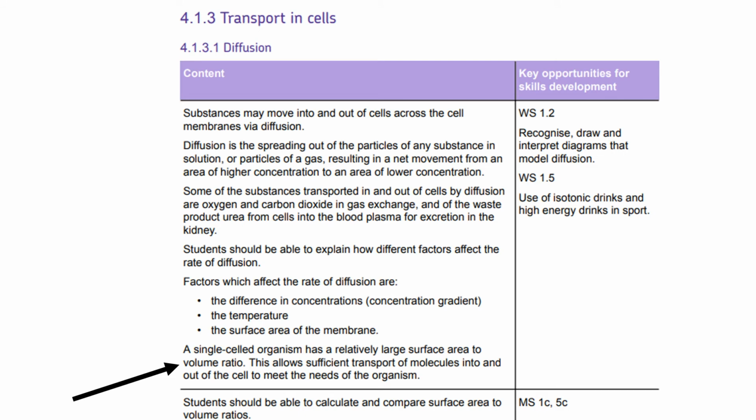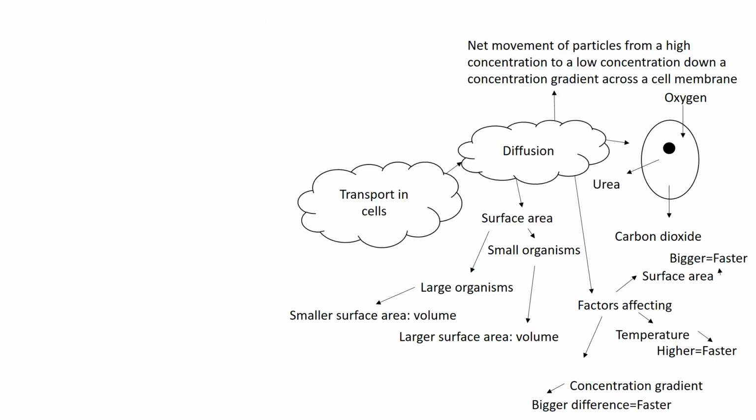Okay, next section says a single-celled organism has a relatively large surface area to volume ratio. This allows sufficient transport of molecules into and out of the cell to meet the needs of the organism. So I've got onto my diagram about surface area. So we need to know that small organisms have a larger surface area to volume ratio, and vice versa, larger organisms will have a smaller surface area to volume ratio.